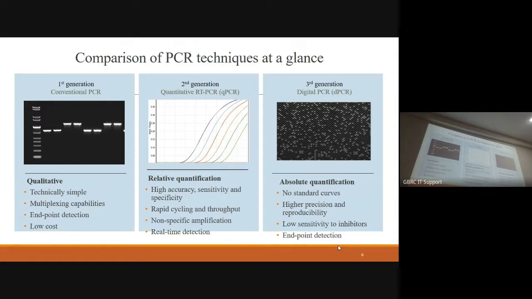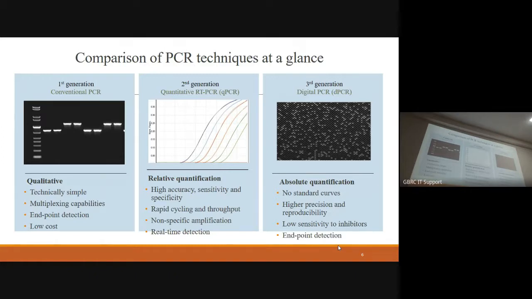So likewise, here, everyone knows that you require the gel and everything. You can't even detect the minute amount of your targets, so the sensitivity is very low. Here your sensitivity is high. You can even optimize probe-based assays, so they will not give you non-specific amplification.